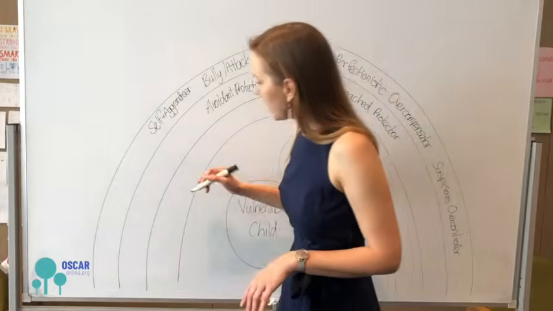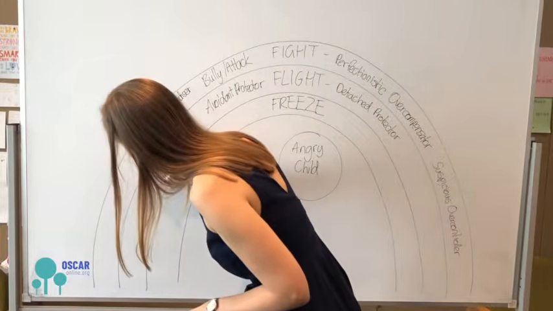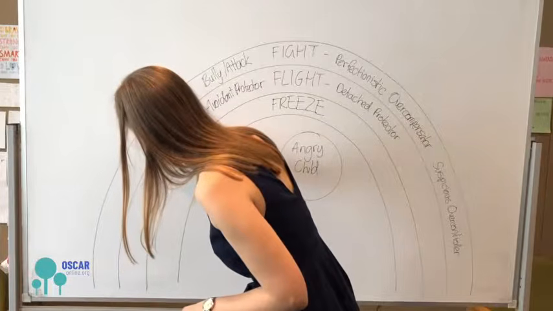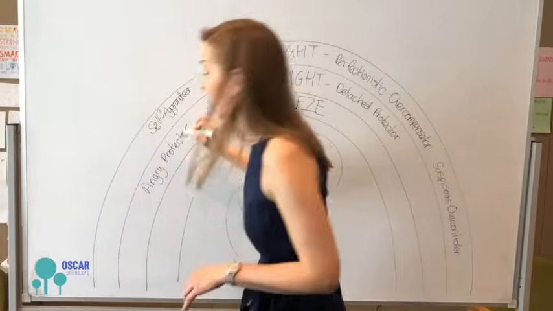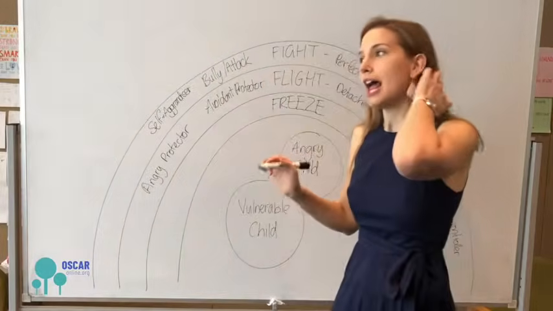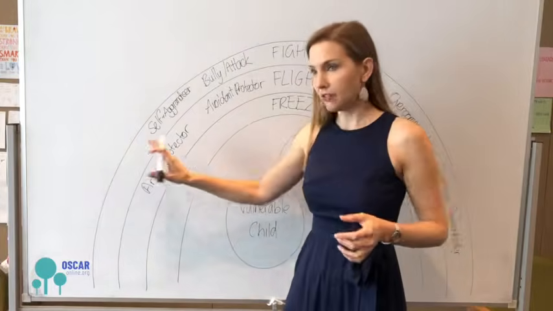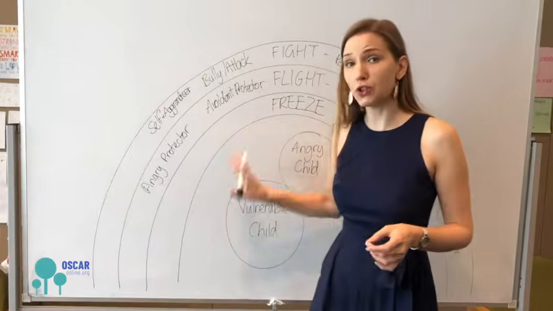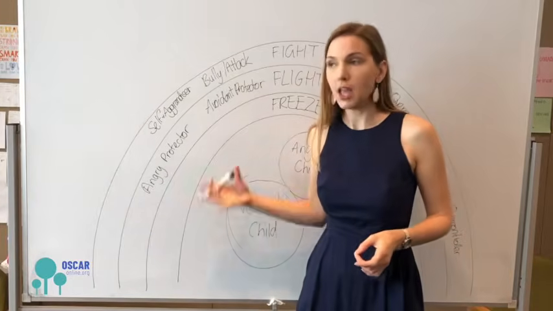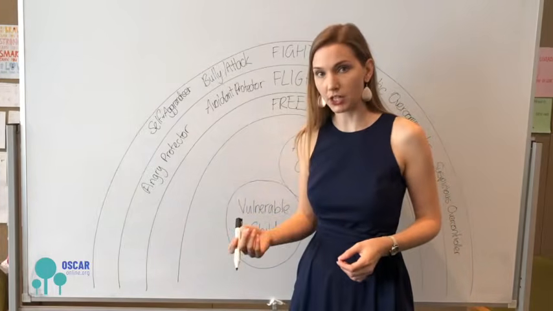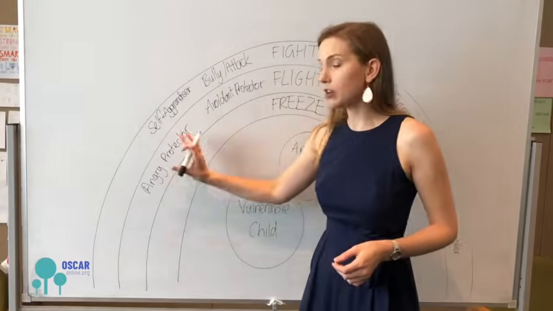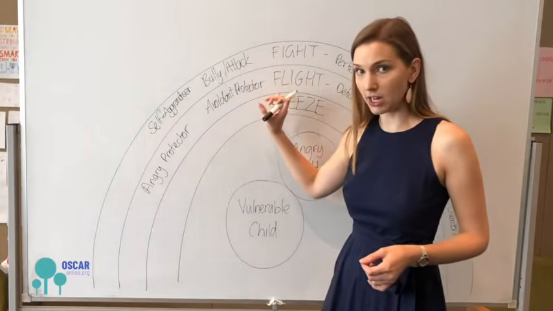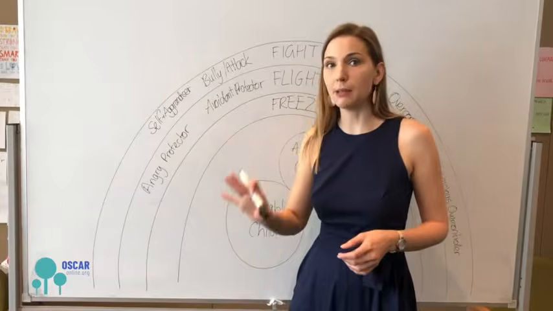Mixed in with this, we also have Angry Protector. Now, we've got to be really careful as to how we make a distinction between the Angry Protector and the Angry Child, okay? Because on the surface, they look the same, they're both angry. But the function of the behaviour is what actually differentiates it here. With an Angry Protector, it's part of the flight strategies. So it's around pushing people away.